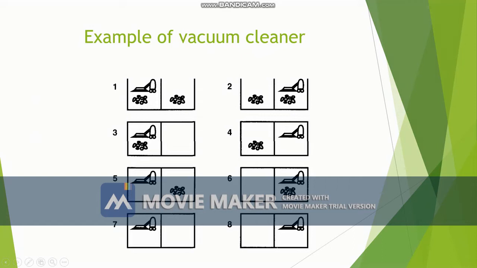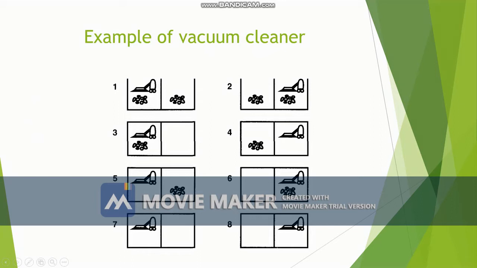Now in single state problem, assume that we are in state 5. In state 5 we exactly know the current state of the environment. We know that dirt is present in the right side room and the vacuum cleaner is present in the left hand room. So this is the current state.